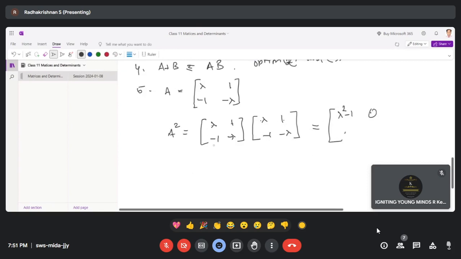This element is second row and first column. This is element number 2, 1, second row into first column. So minus 1 into lambda plus minus lambda into minus 1. So that means minus lambda plus lambda. So this is again 0. Okay. And this element is again second row into second column. So minus 1 plus lambda square.